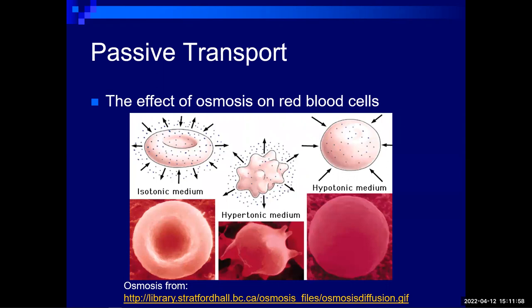Right, these are the different things when you put blood cells in different mediums or surroundings. Isotonic means the surroundings are the same, so you have no change in the size. Hypertonic and hypotonic. Somebody wants to explain to me what is happening in terms of the change in the shape? What is happening here in terms of the movement of water?